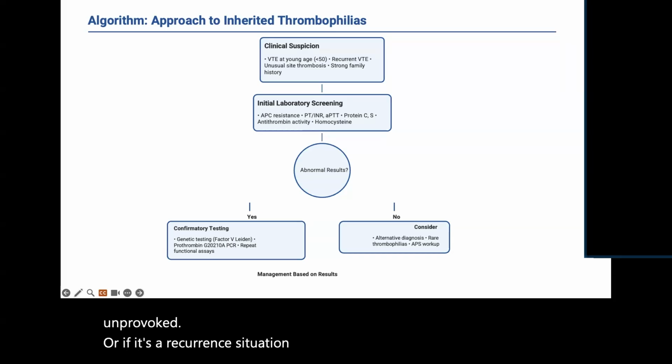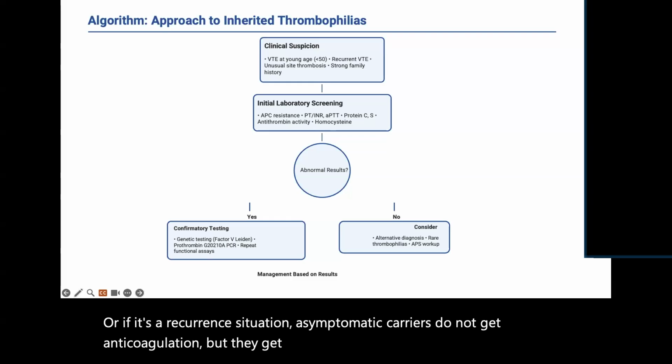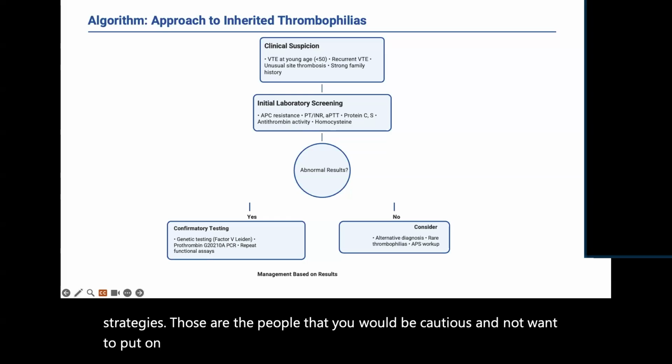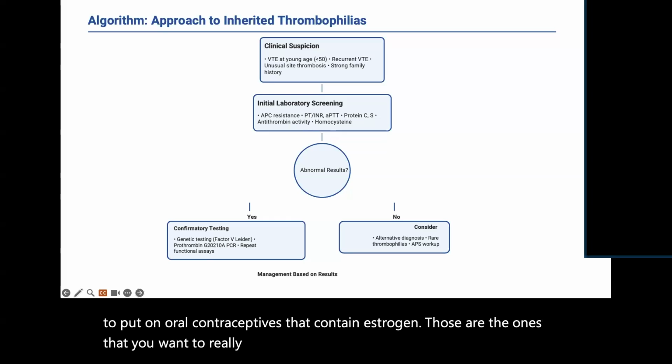Asymptomatic carriers do not get anticoagulation, but they get good counseling and risk avoidance strategies. Those are the people that you would be cautious and not want to put on oral contraceptives that contain estrogen. Those are the ones that you want to really encourage the prophylaxis in high-risk situations.